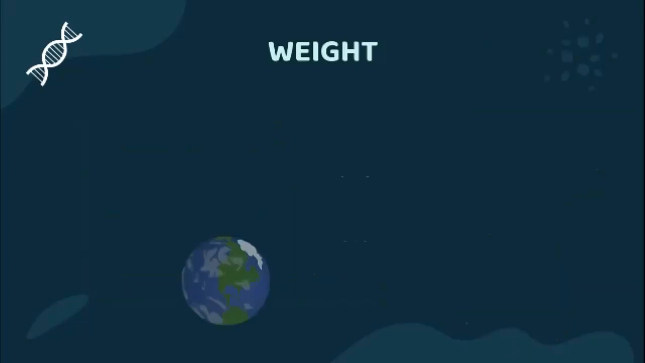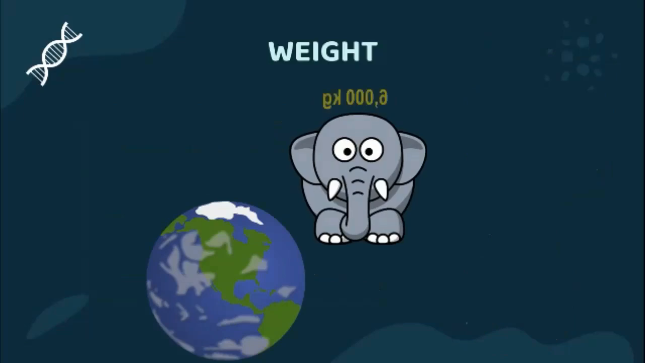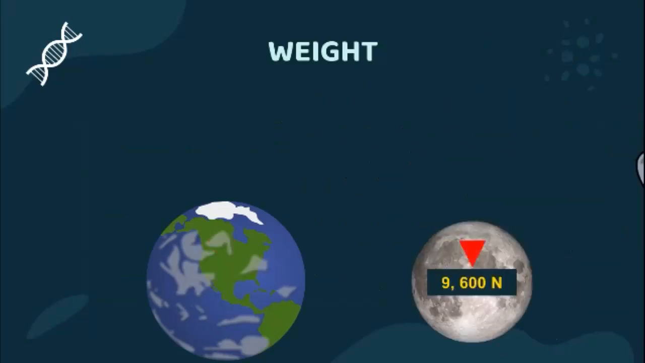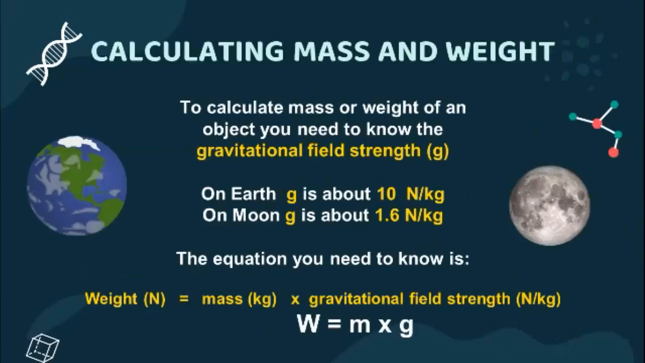Now, let's see some figures. Remember our big friend, the elephant that has a mass of 6,000 kilograms? On Earth, this elephant weighs 60,000 Newton. But on the moon, the same elephant only weighs 9,600 Newton. Same elephant, different weights in different places.